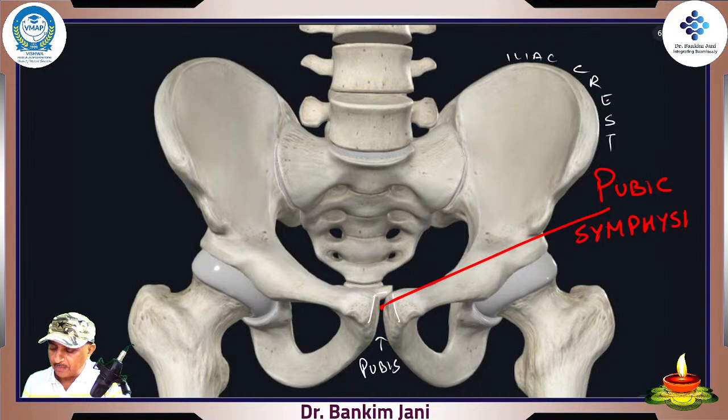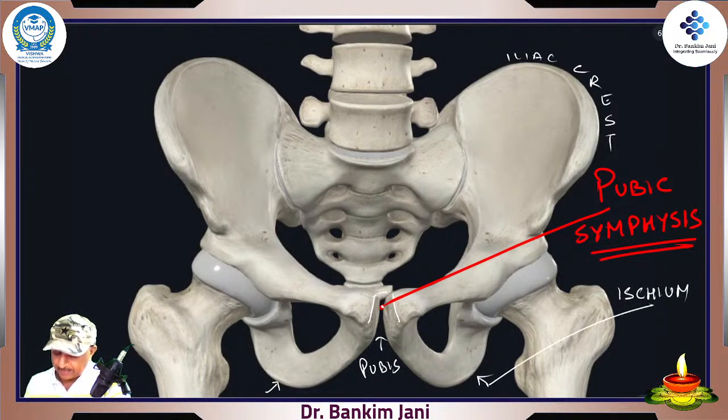A new word, pubic symphysis. Symphysis is a joint. Hip joint is called the acetabular joint? Yeah, you can say that. So that is the pubic symphysis. And this is the ischium. I'll write it over here, ischium. One single sentence: we all sit on the ischium. So that is the portion on which humans really sit.